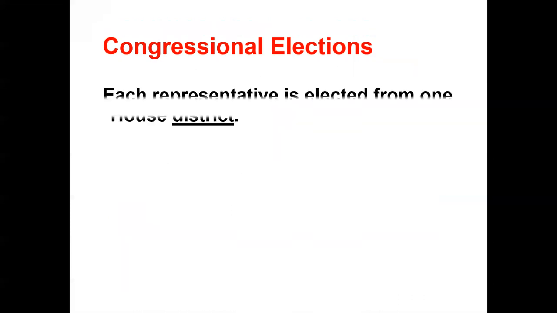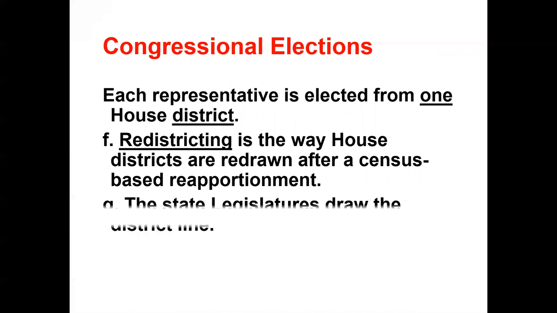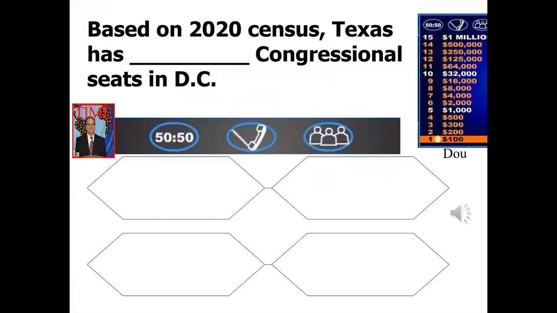To continue the congressional election, each representative is elected from one house district. I will show you the map in a minute. This takes us to the subject of redistricting. Redistricting is the way house districts are redrawn after the census based on the reapportionment. The state legislature draws the district lines. I'm going to give you some maps and explain all these in detail in a minute. Yes, we will discuss the gerrymander.